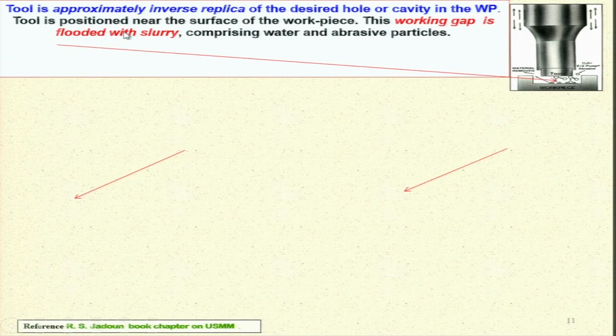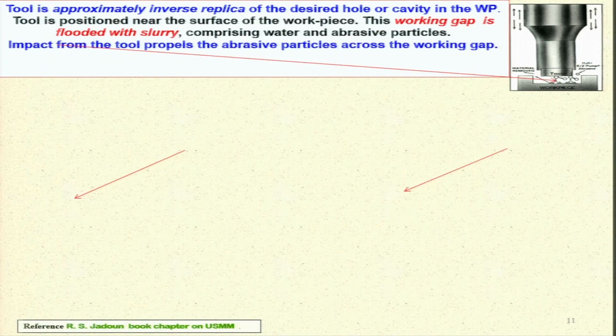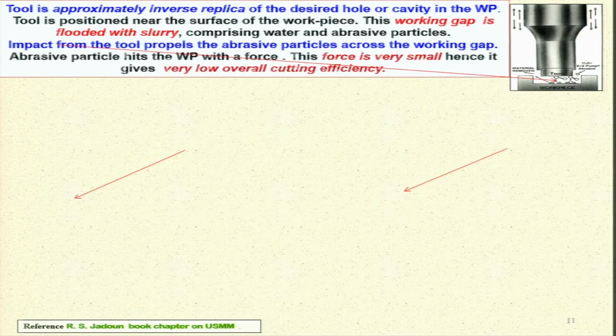Tool is positioned near the surface of the workpiece. This is the surface of the workpiece, this is the tool. The working gap is flooded with slurry, that is over here, comprising water and abrasive particles. Impact from the tool propels the abrasive particles across the working gap. Abrasive particle hits the workpiece with a force. This force is very small, hence it gives very low overall cutting efficiency.